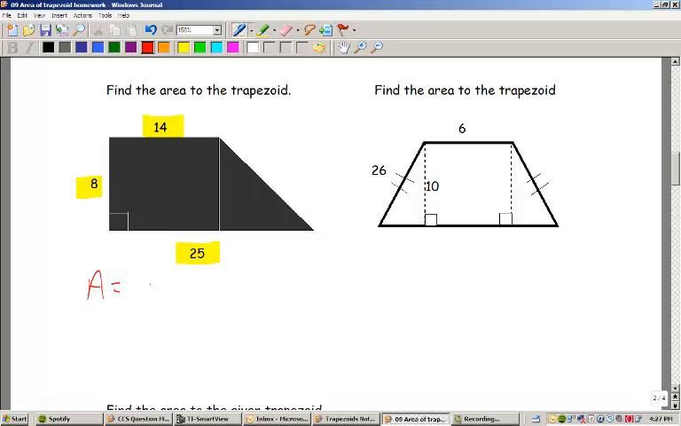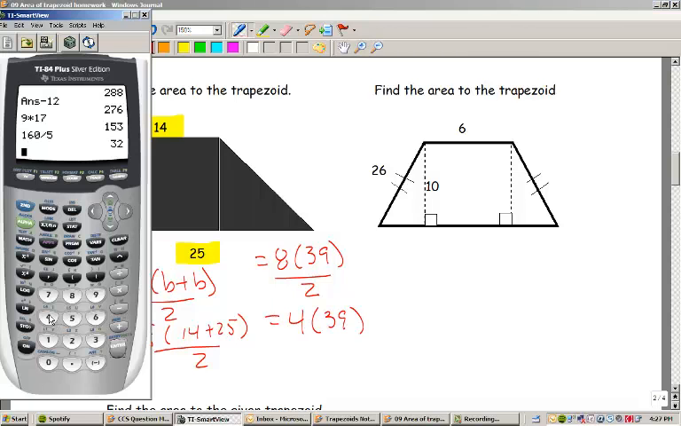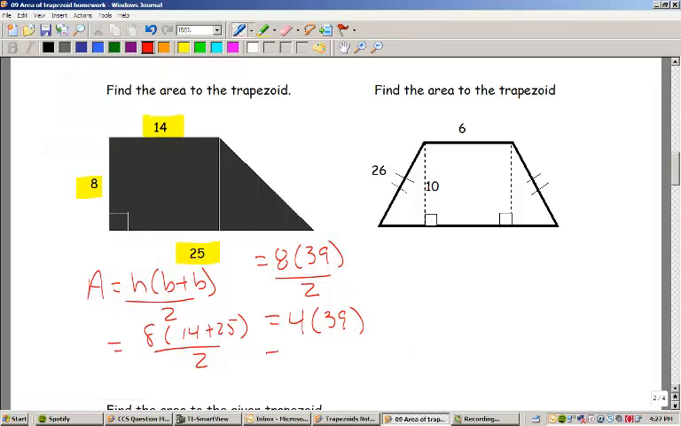So again, formula: area is equal to h times (b plus b) all over 2. The height is 8, the top base is 14, and the bottom base is 25, all over 2. So we can add these two numbers together, and we get 8 times 39 divided by 2. The 8 and the 2 reduce down to 4, and then 4 times 39 turns out to be 156 units squared. All right, let's take a look at the bottom one.